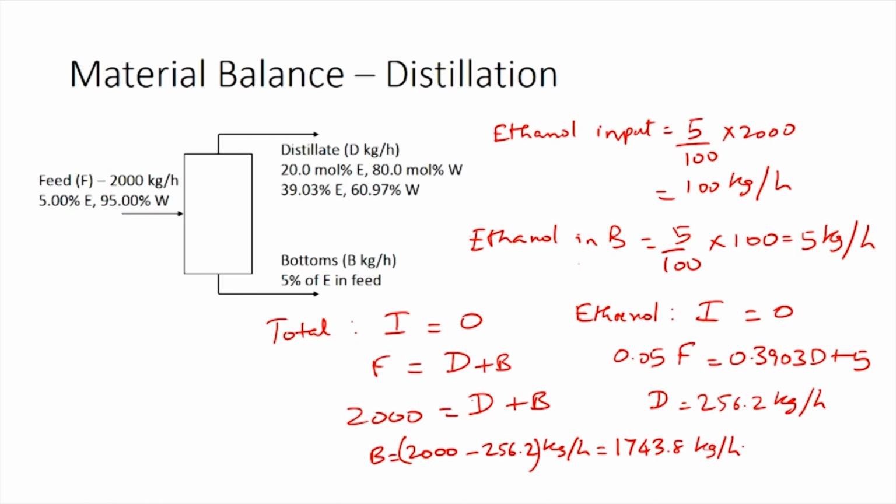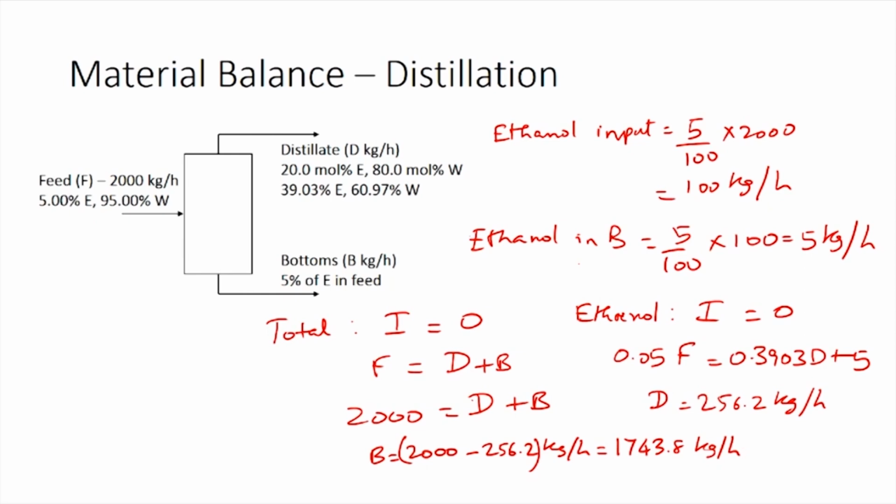We need to calculate the composition of the bottom stream, so that all the information that is required from the problem is complete. To calculate the mass fraction of the bottom stream, we have the information about the mass of ethanol leaving the system through the bottoms and the total mass of the bottom stream.